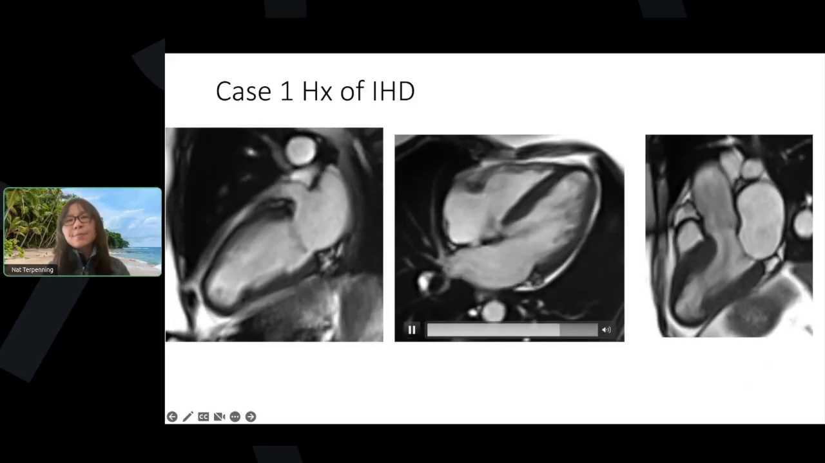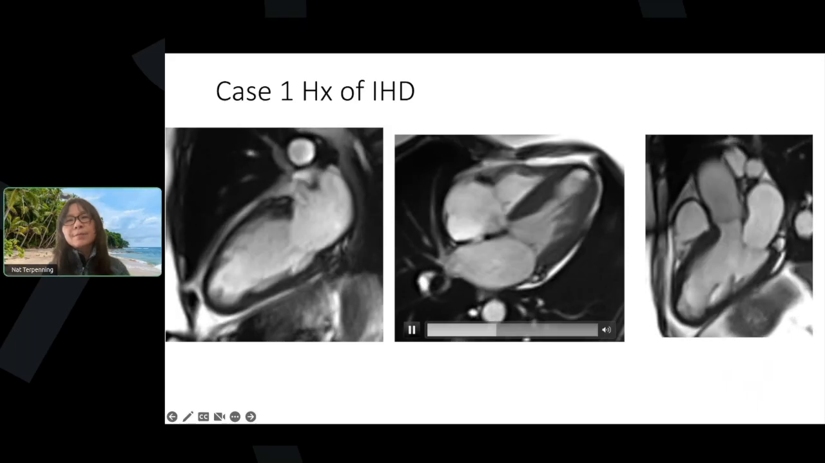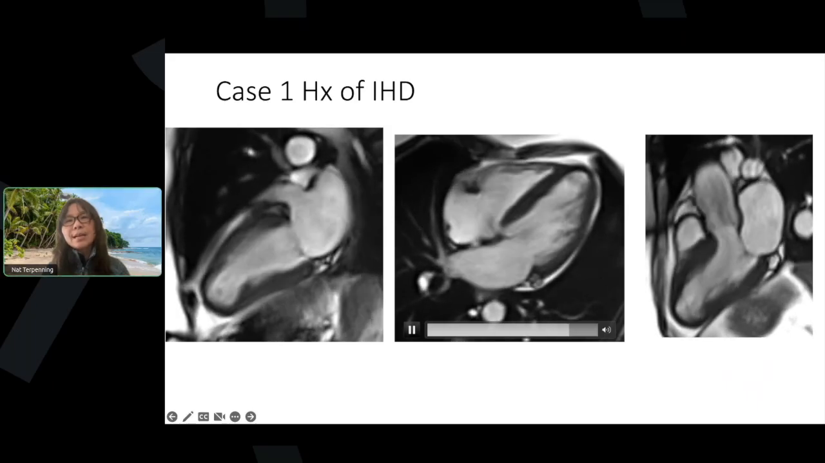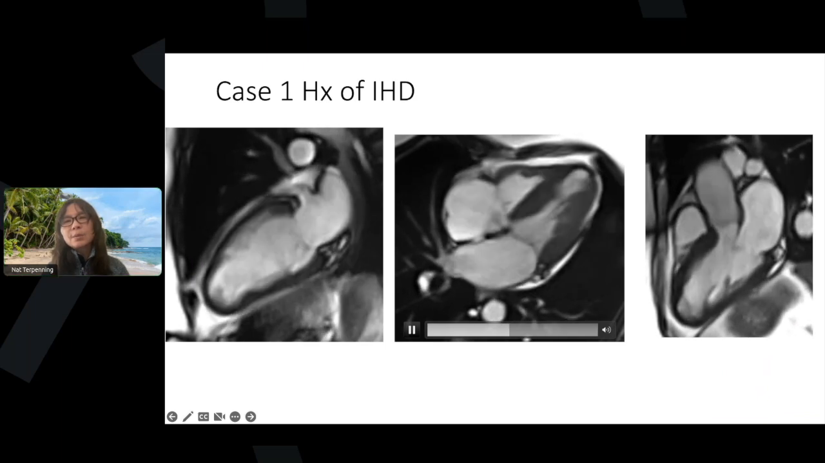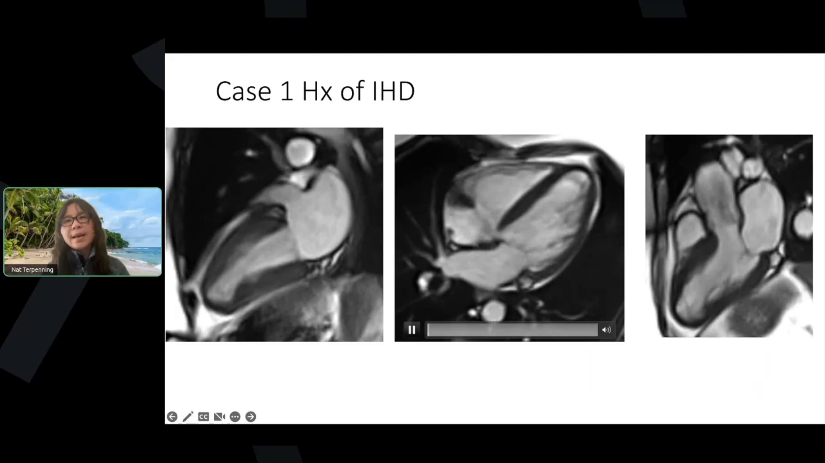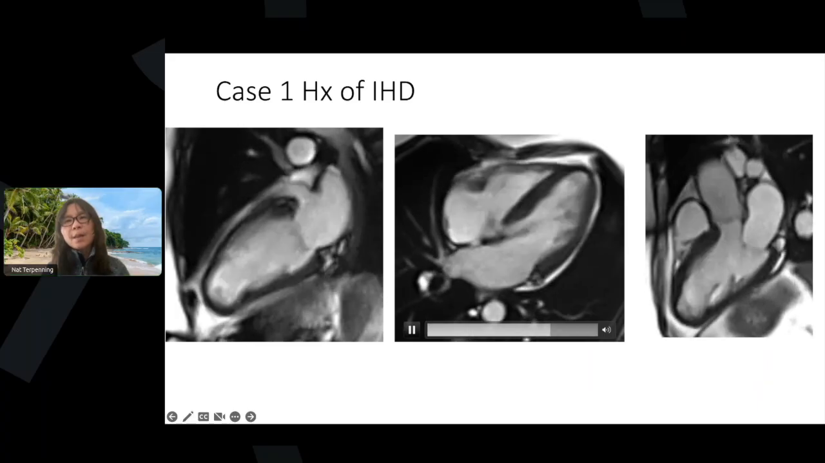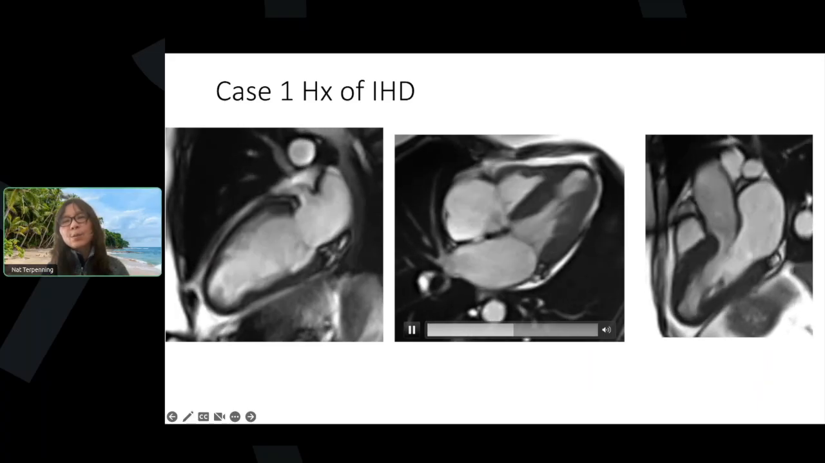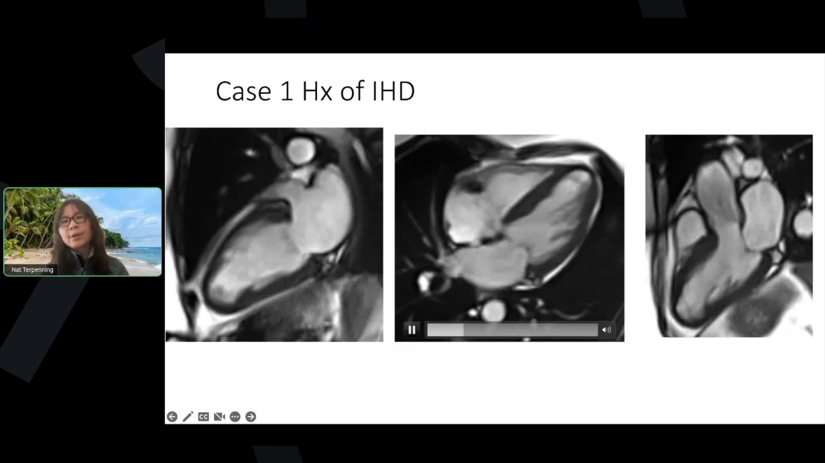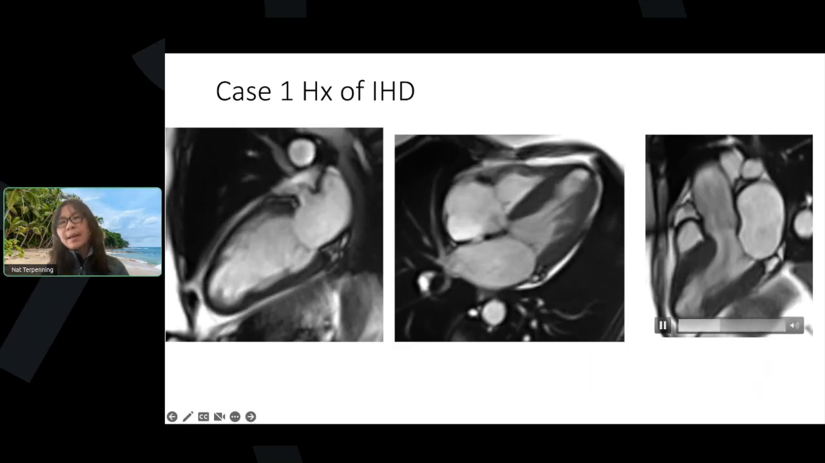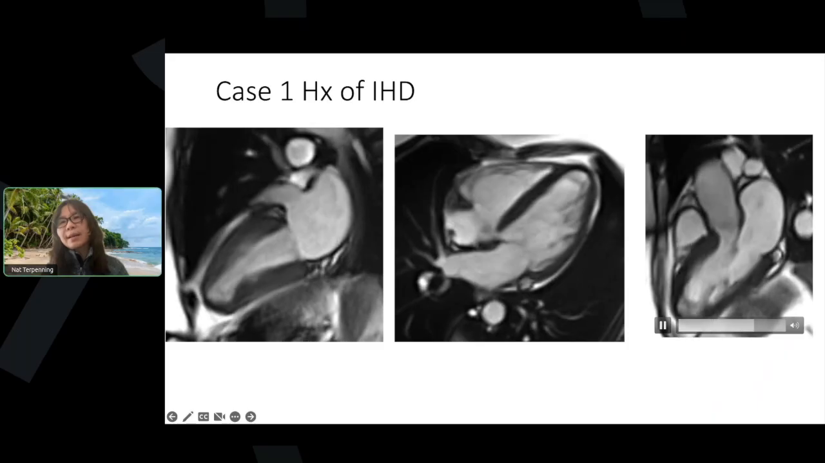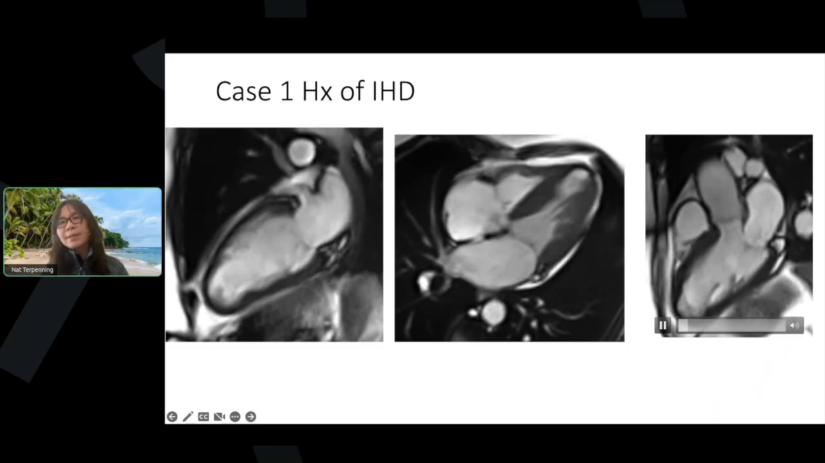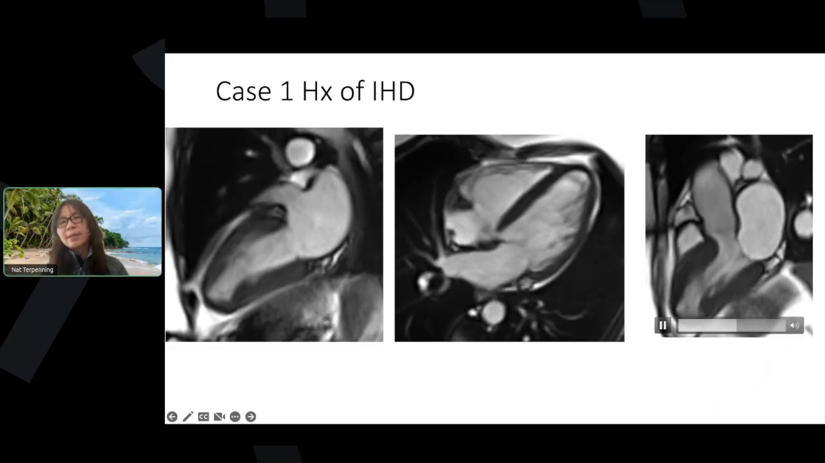So this is my four chamber. We have two valves, tricuspid and mitral, and we have septal wall and lateral wall. Going to be LAD and circumflex territory. And it tells you the wall motion. This is my two atria. And this is my three chamber. So you have left atrium, mitral valve, anterior leaflet, posterior leaflet, and you have aortic valve. You have the LAD and circumflex territory here.